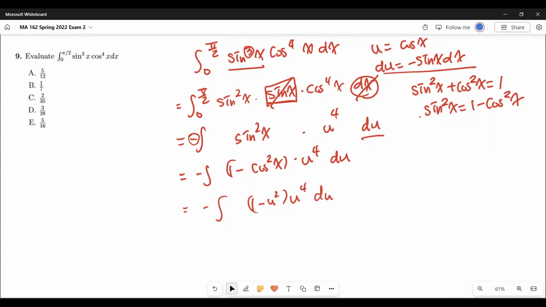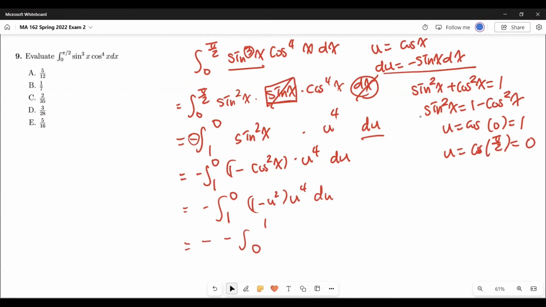Now we didn't find the bounds for u, so let's find that. u is cosine x. When you plug in cosine 0, this becomes 1. And if you plug in cosine pi over 2, this is 0. So the bounds go from 1 to 0. If you want to switch the lower and upper bounds, you put a negative sign in front of it and then change it. Since we have two negative signs, one from negative du and one from changing the bounds, this becomes positive.